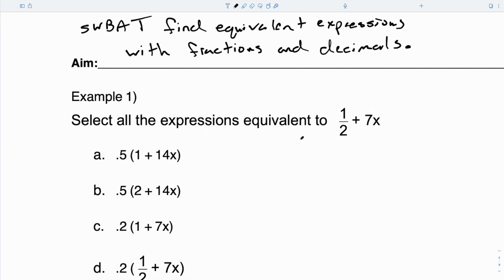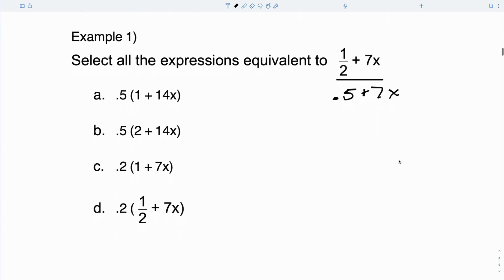Take a look at example 1. They have a fraction in this expression and a decimal in this expression. When you're doing this, you're going to start out by simplifying your original expression so you see it in both forms. 1/2 is the same thing as 0.5. So you're going to rewrite this as a decimal because you did have a fraction.